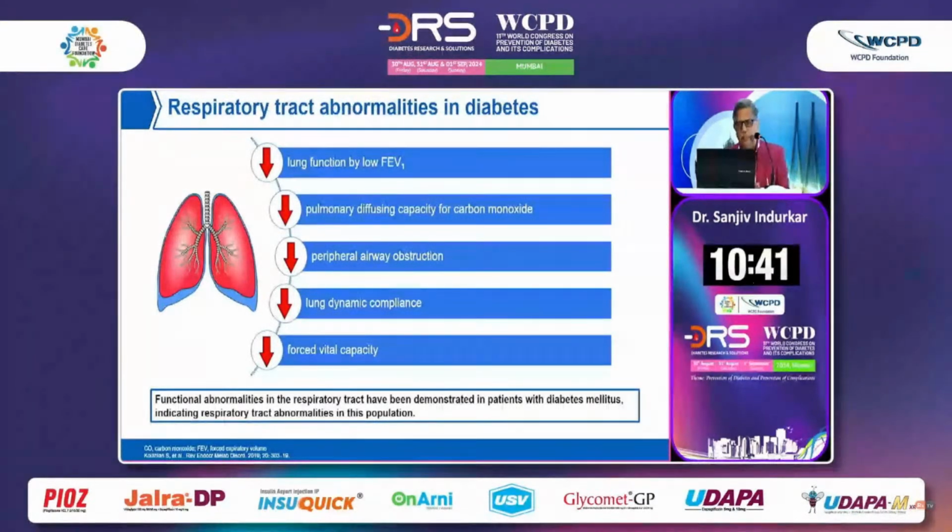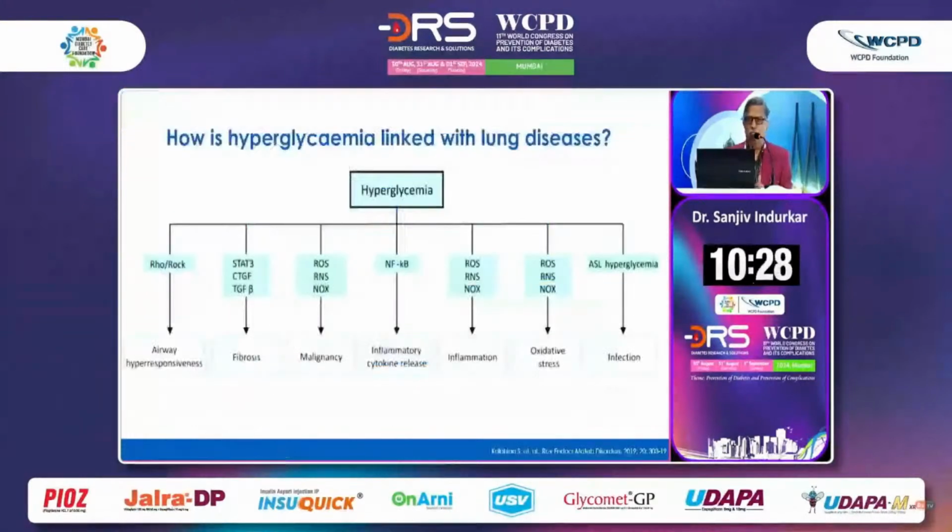These are the functional abnormalities in the respiratory tract which have been demonstrated in patients with diabetes mellitus, indicating that respiratory abnormalities are there in diabetics, and they are worse as compared to non-diabetics.